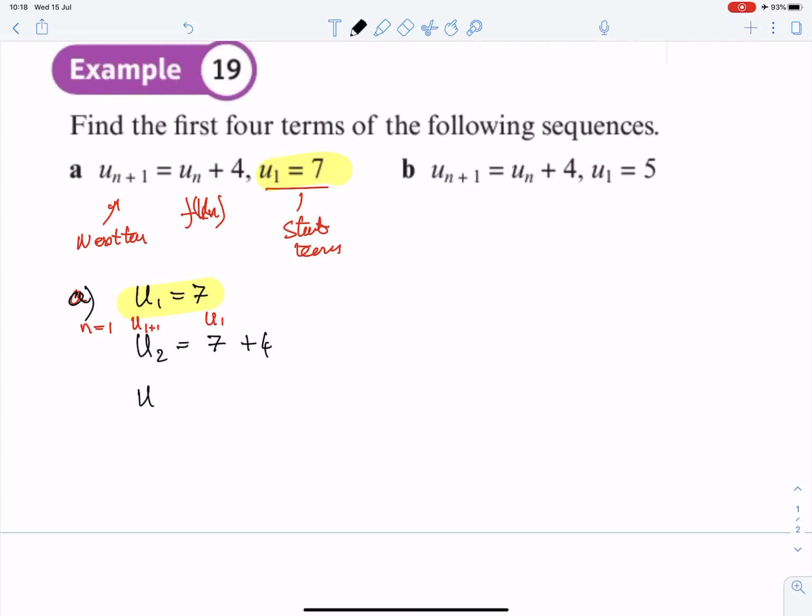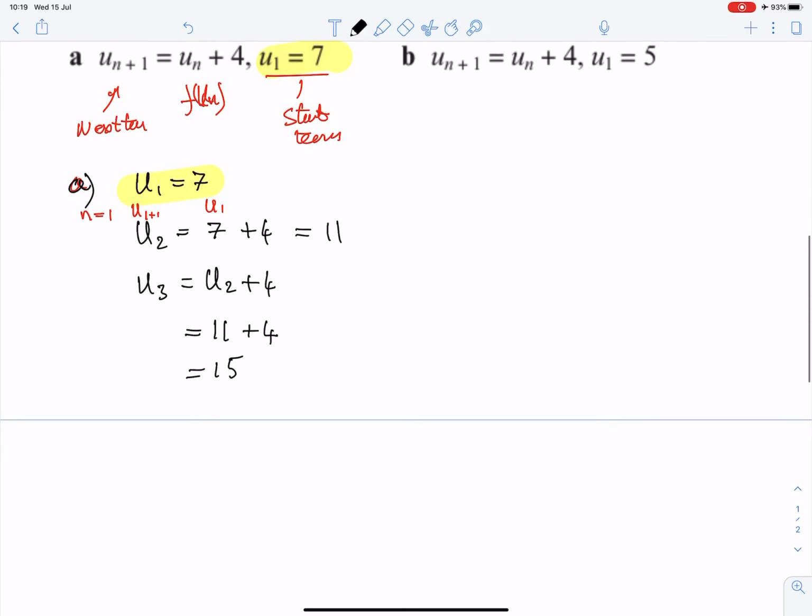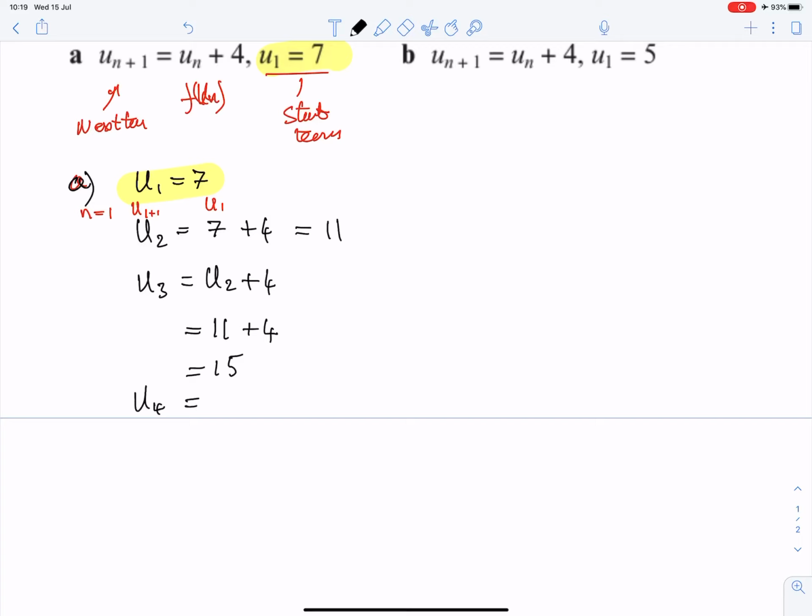Okay, so U3 is going to be equal to U2 plus 4. Well, U2 is, I didn't work it out, 11, plus 4 equals 15. U4 is equal to U3, the current term, plus 4. So that's 15 plus 4, substituting it in to give 19. Yeah, so we substituted in, the 15 is U3, so it gets substituted in. And we get 19, and that's our first four terms.